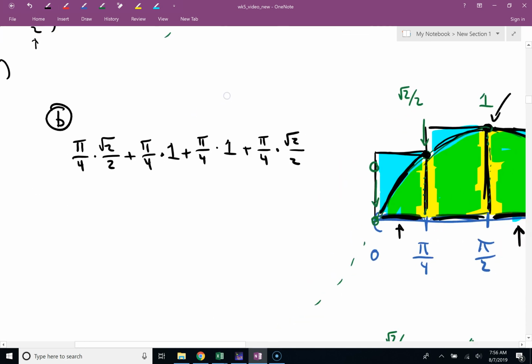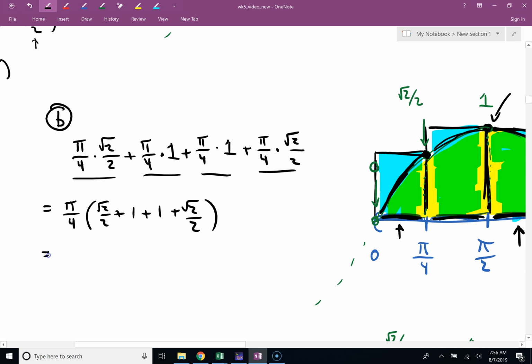So again, we're calculating areas of rectangles. We have length times height, length times height, length times height, length times height, and we add all those areas together in order to give us our total area, right? And this would be the upper sum, too much area in this case for sine of x. Let me go ahead and factor out my pi over 4, and we'll have root 2 over 2 plus 1 plus 1 plus root 2 over 2. And so let's see, pi over 4, again, the root 2 over 2's can combine just to a root 2. And the 1's can combine to plus 1, so 2.